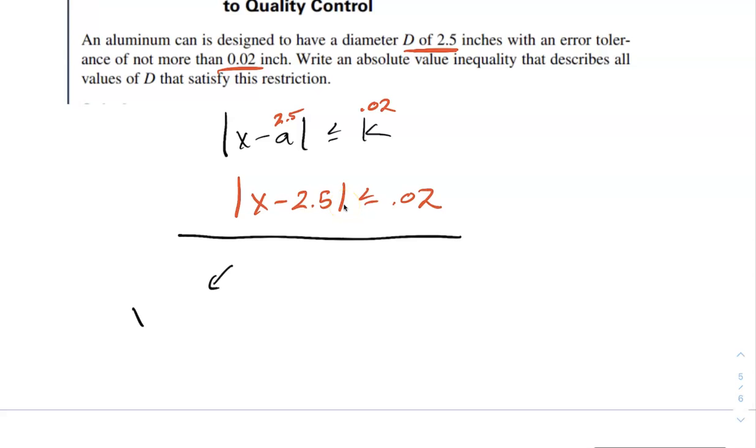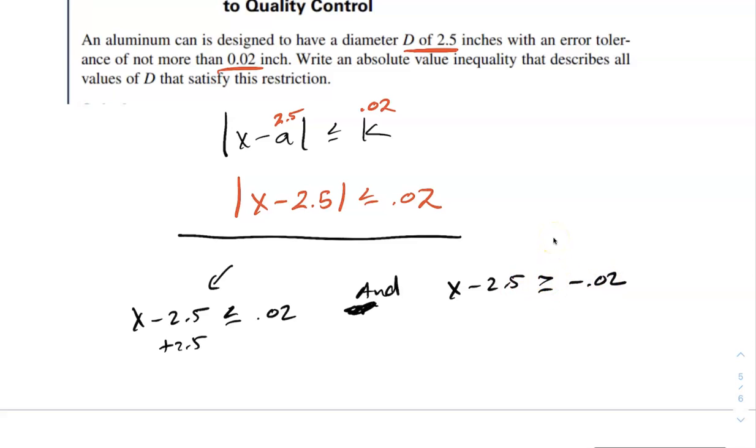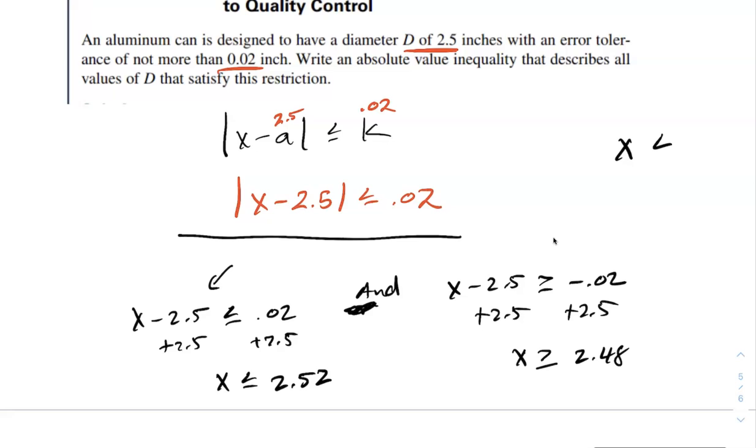We know how to solve this. x minus 2.5 is less than or equal to 0.02, and x minus 2.5 is greater than or equal to negative 0.02. You leave this alone, you switch this side, and when you switch it, it's an inequality, so you change the sign. Then you just solve it. I get x is less than or equal to 2.52, and x is greater than or equal to 2.48. So that's where your x would fall, between 2.48 and 2.52.